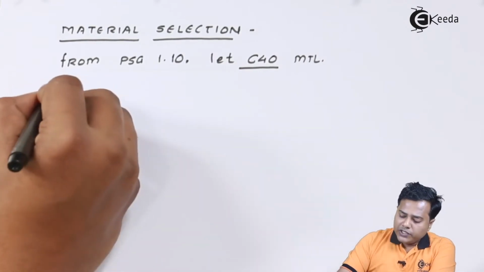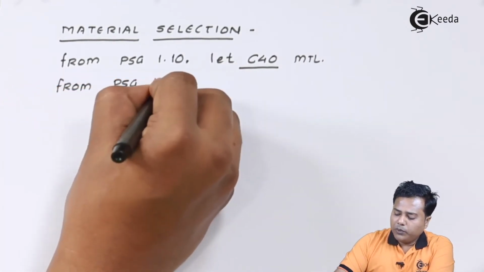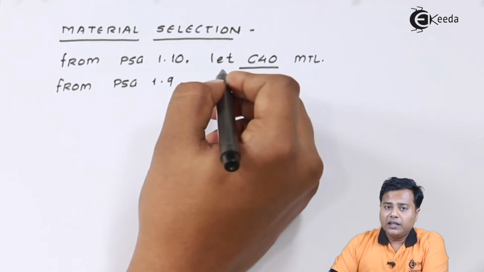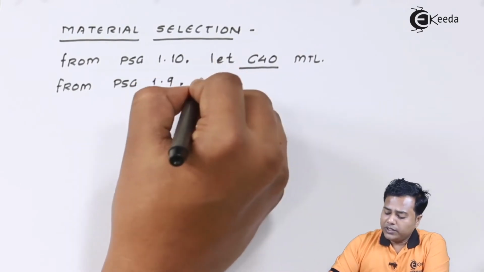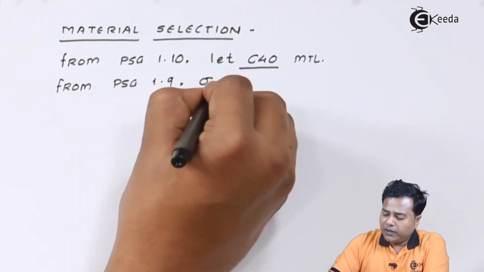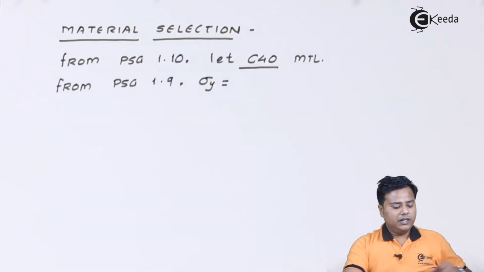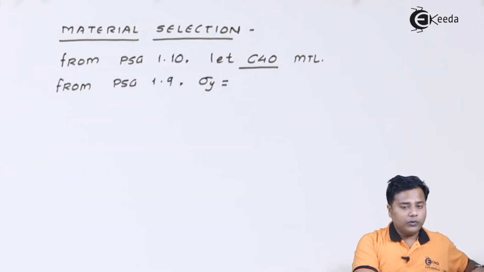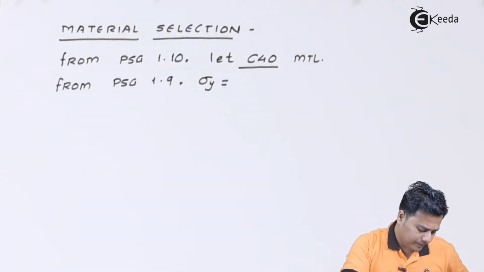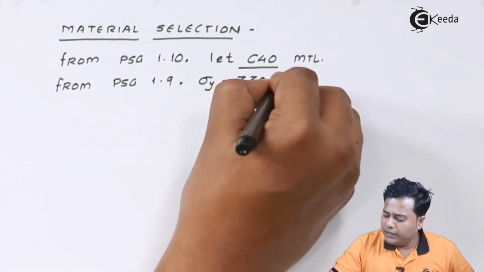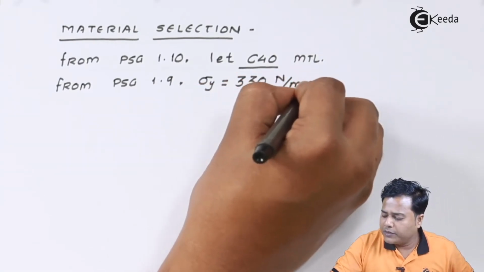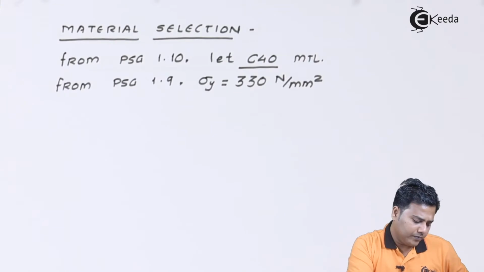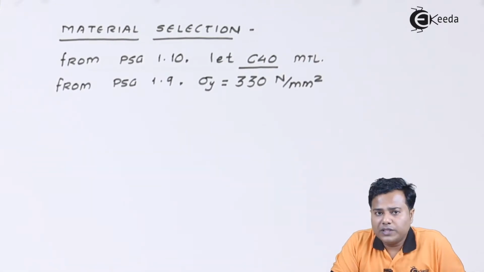So from PSG 1.9 we will get its values, the material values. So sigma y, because it's a ductile material, the sigma y we will get from 1.9 is 330 Newton per millimeter square. So that is the value we are going to consider.